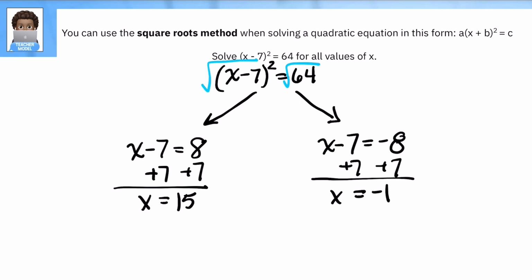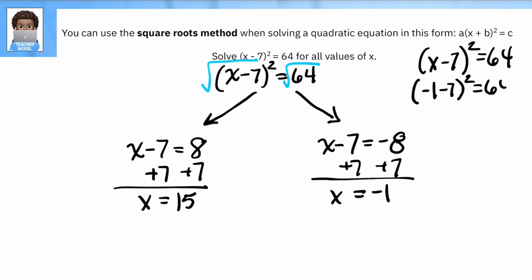If that does feel strange to you, and it might feel uncomfortable, please remember, like always, go back and substitute. So I'm going to do that. I'm going to go to the beginning and let's sub in for both values. So x minus 7 squared equals 64. Let's try when we have negative 1. Negative 1 minus 7 squared. And that's equal to negative 8 squared, and that is equal to 64.